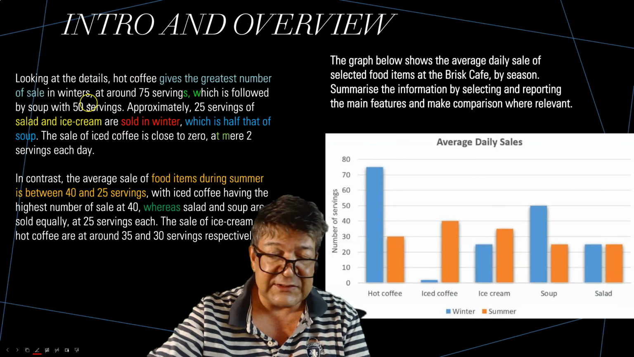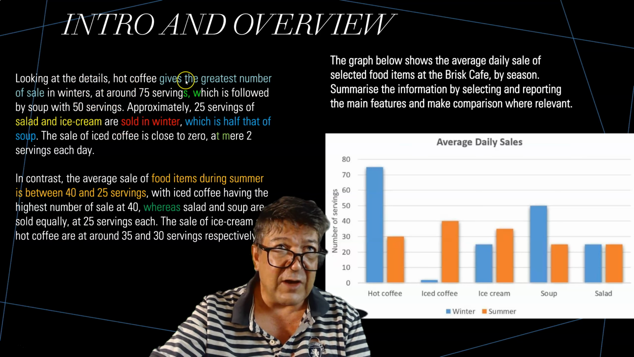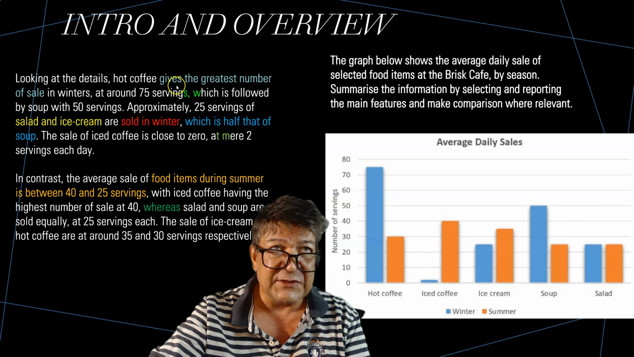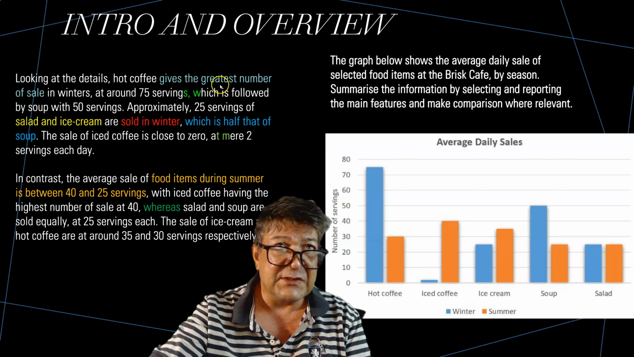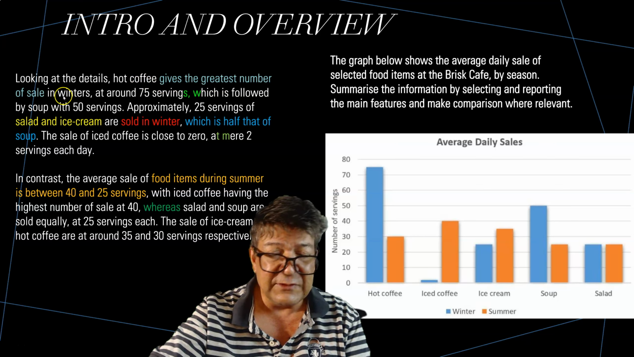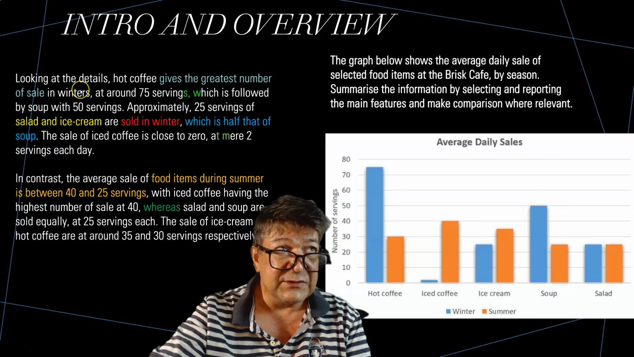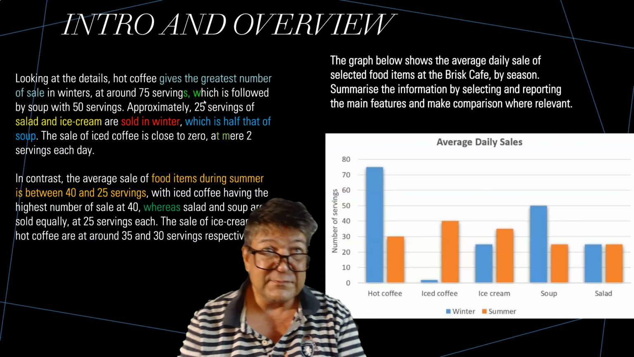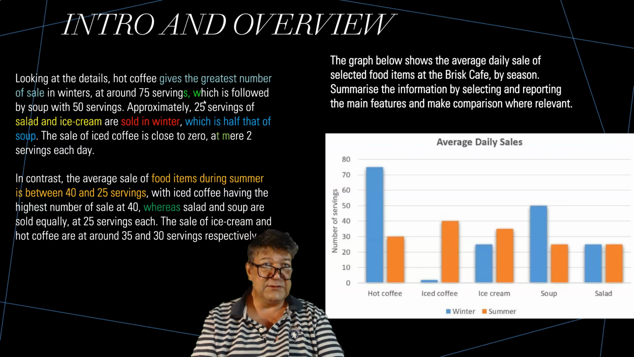"Looking at the details," it's a cliche. "Hot coffee gives." Hot coffee doesn't give anything. "The greatest number of sale in winters?" No? The most sales in winter. But you've already said that at around 75 servings, comma, which you don't need, this is a run-on sentence now with commas placed, "which is followed by soup."